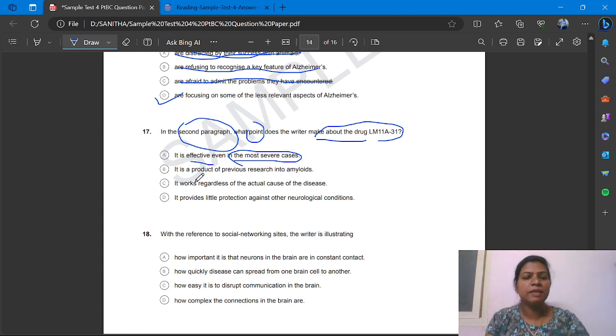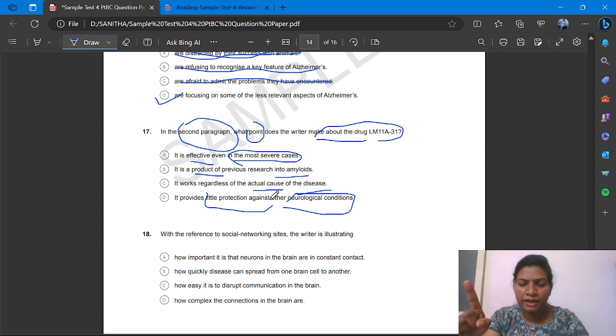Okay. It is a product of previous research into amyloids. He is saying it is a product of previous research into amyloids. It works regardless of the actual cause of the disease. Okay, it works regardless of the actual causes of the disease. It provides little protection. Little means nothing. Little protection against other neurological conditions.